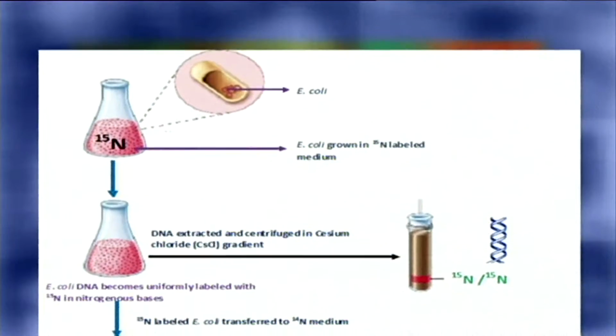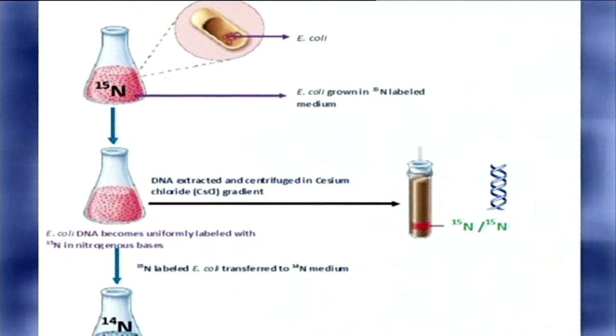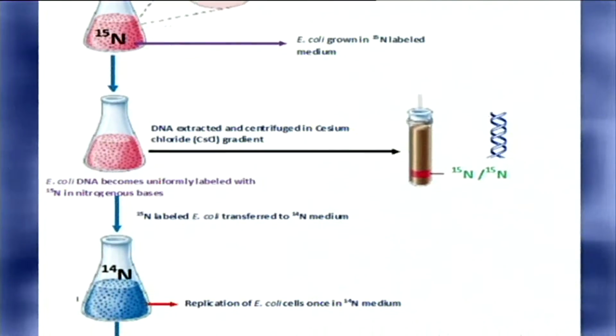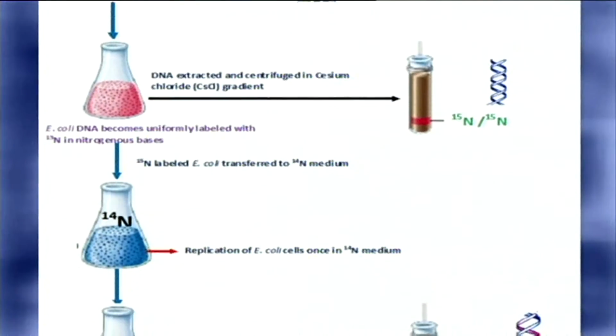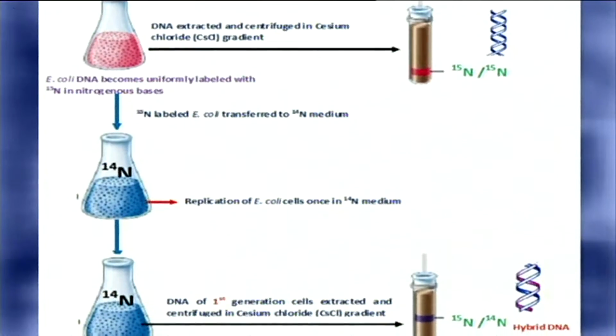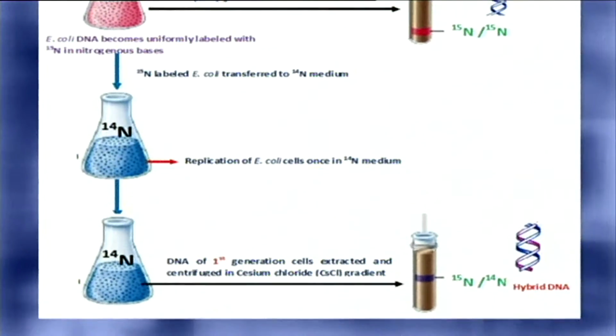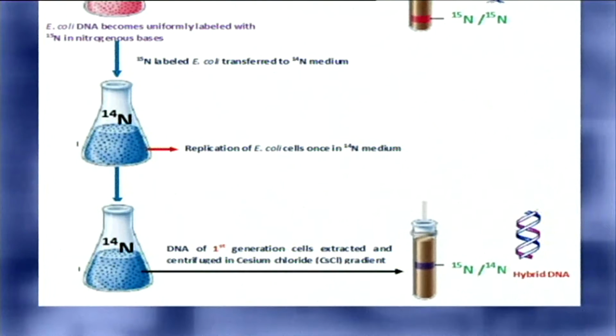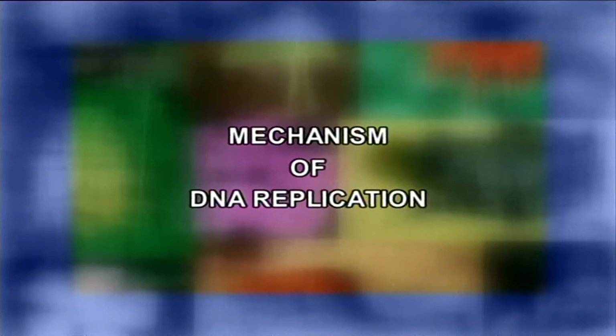These cells were then transferred to fresh medium containing only the N14 isotope. Here, they were grown till the doubling of their population. The DNA isolated from these first generation cells formed a band in cesium chloride gradient at a position indicating that the double helical DNAs of the daughter cells were hybrids, that is, containing one new N14 strand and one old or parental N15 strand. Mechanism of DNA replication.